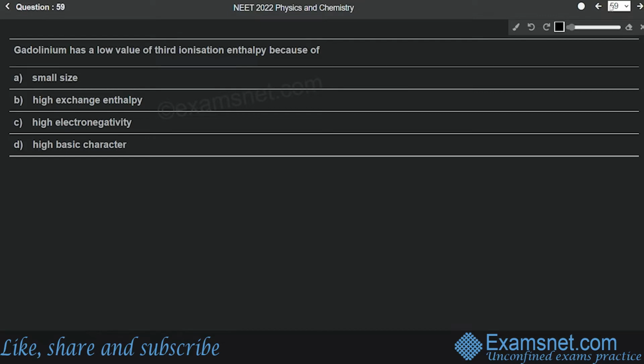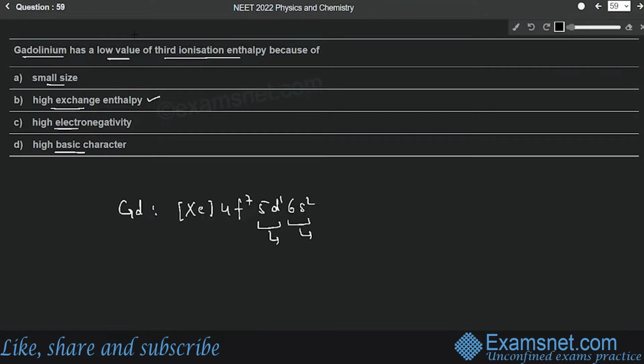Now question number 59 is from the d and f block elements, and the question is: gadolinium has a low value of third ionization enthalpy because of small size, high exchange enthalpy, high electronegativity, or high basic character. So the correct option is option B, that is high exchange enthalpy. Okay, let's see how. First we'll write the electronic configuration of gadolinium. It is xenon plus 4f7 5d1 6s2, right? Now in the first two ionizations, these 2 electrons will be removed, and in the third ionization 5d1 will also be removed.